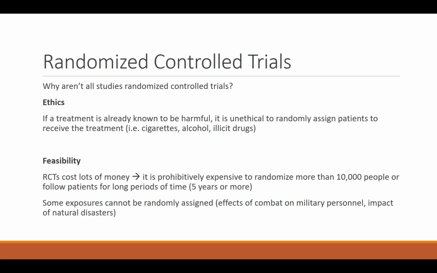The other major component is feasibility. Randomized controlled trials cost lots of money and are often very long in duration, so it's prohibitively expensive to randomize more than 10,000 people or follow patients for long periods of time, unless essentially you're a pharmaceutical company. Also, some exposures cannot be randomly assigned, like if you're interested in knowing the effects of combat on military personnel or the impact of natural disasters. Other things include, you can't randomize people to be on Facebook for 12 hours a day. In these situations, you must do an observational study.